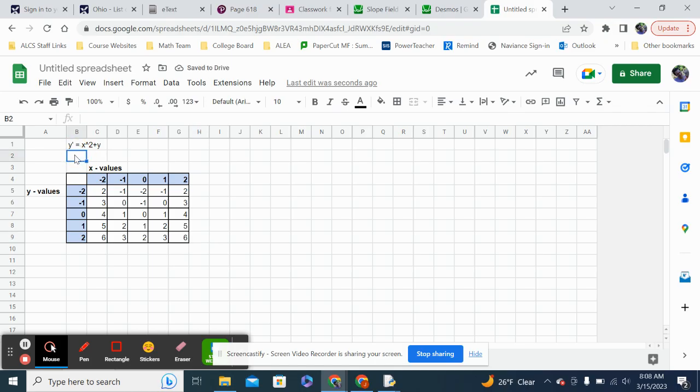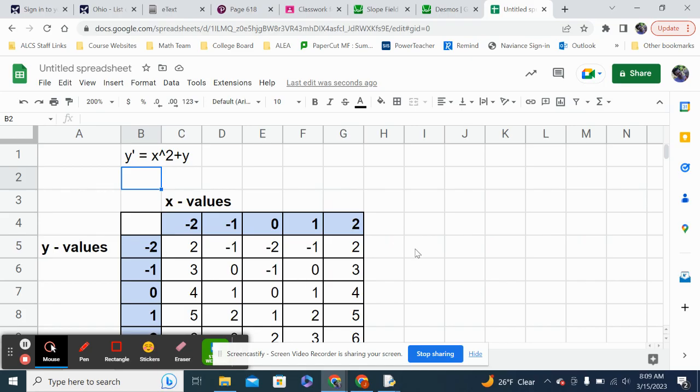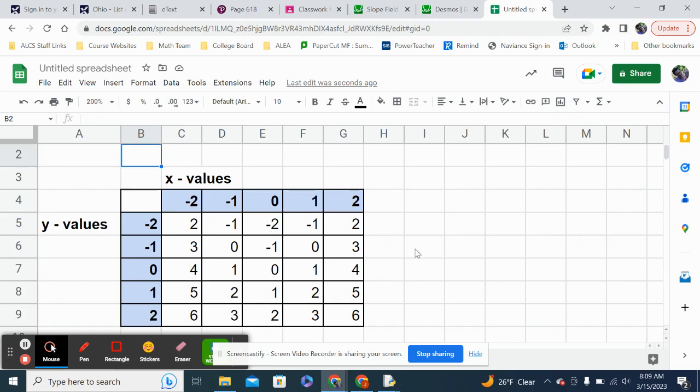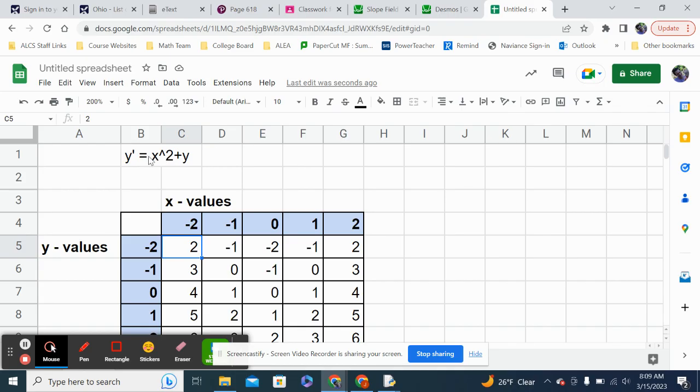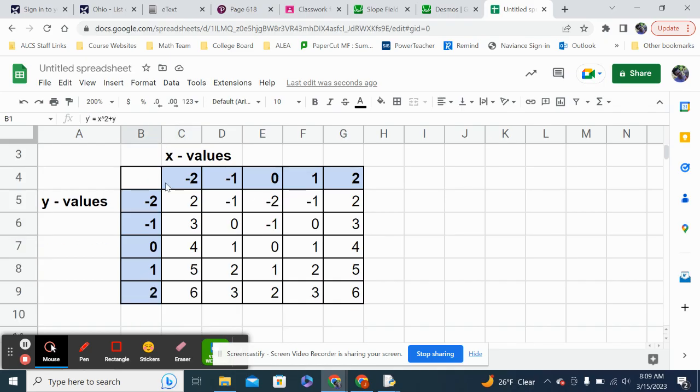Ready, I've got my answers up there. I could probably zoom in a little. Okay. And so these are slope values in the 5x5 table in here. These are values of the slope for this differential equation, x squared plus y, at all of these different xy ordered pairs.